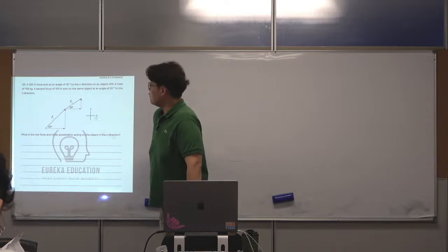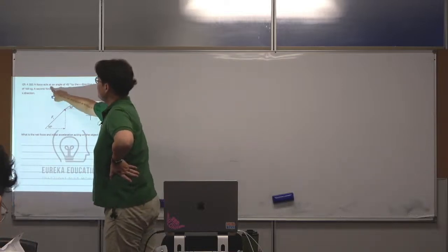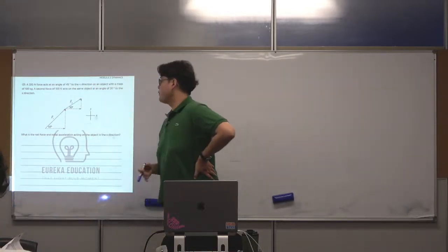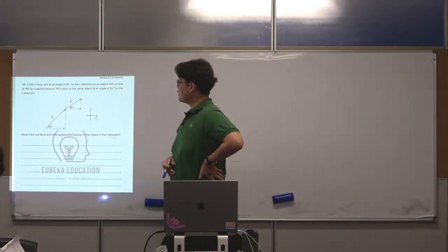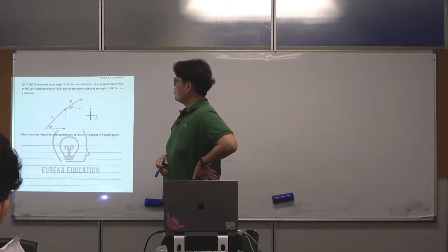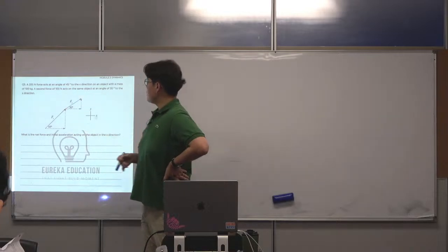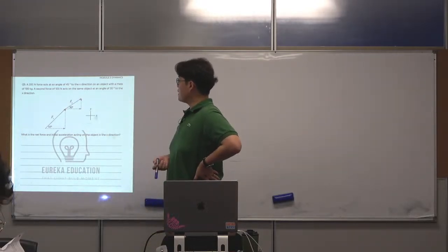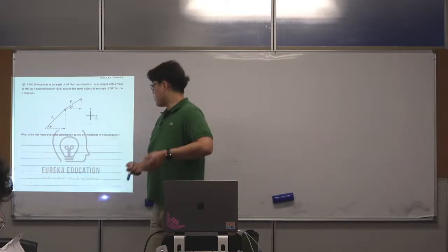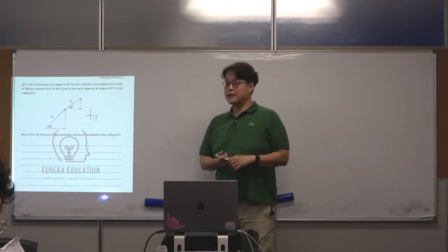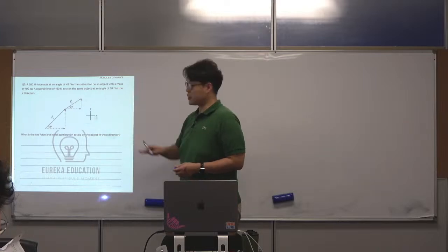Okay, so a 200 Newton force acts at an angle of 45 degrees to the x direction on an object with a mass of 100 kilograms. A second force of 100 Newtons acts on the same object at an angle of 30 degrees to the x direction. Okay, what is the net force and initial acceleration acting on the object in the x direction, so towards that direction then.